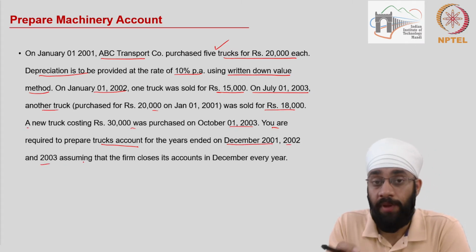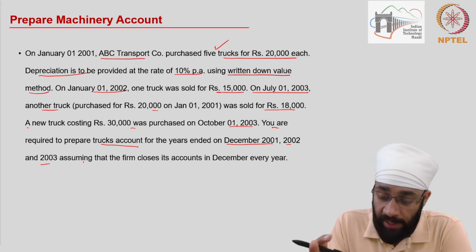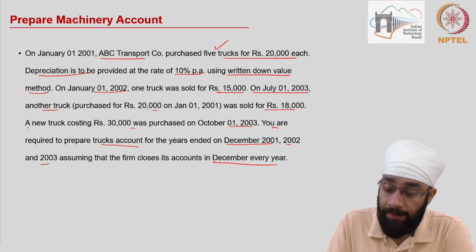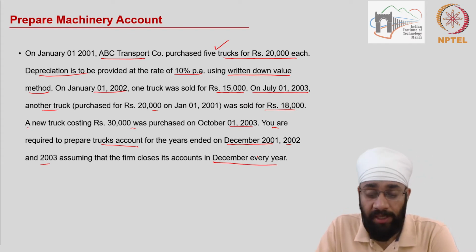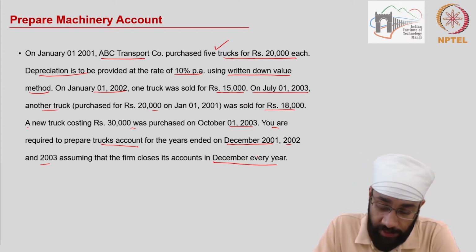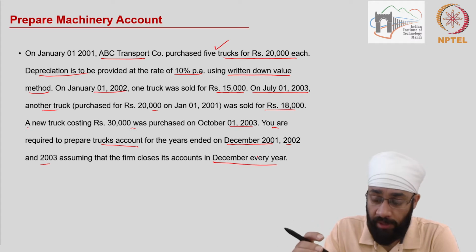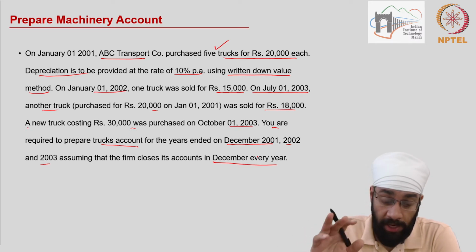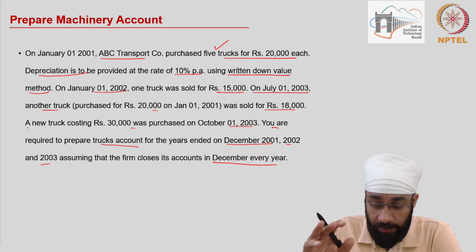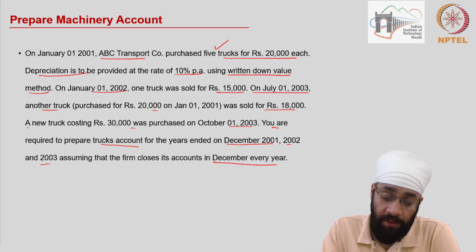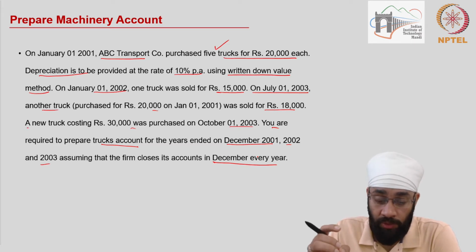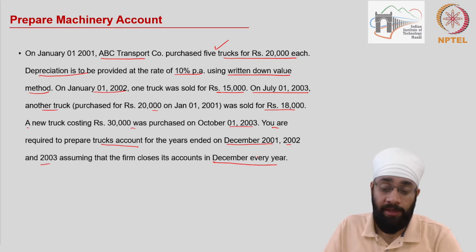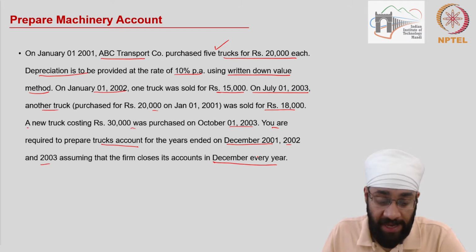So we have to prepare the account for 3 years, and accounts are ending in December. That is another thing which is different from the previous examples. The calendar year is the financial year, and we have to prepare accounts for 3 years, 2001, 2 and 3. So we will need to be clear about when the asset is being purchased, when it is being sold, what are the book values. So let us create that timeline to be sure of what is happening.